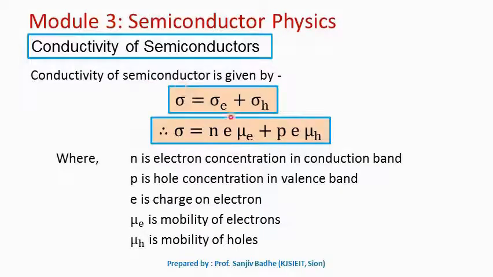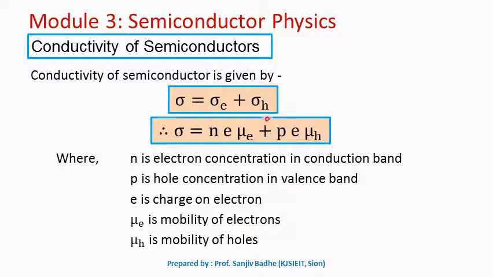In case of semiconductor, current is obtained due to electrons in conduction band and holes in valence band. And therefore, total conductivity of semiconductor will be conductivity due to electrons in conduction band and conductivity due to holes in valence band. Conductivity due to electrons can be written as neμe, where n is electron concentration in conduction band, e is charge on the electron, and μe is mobility of electrons.